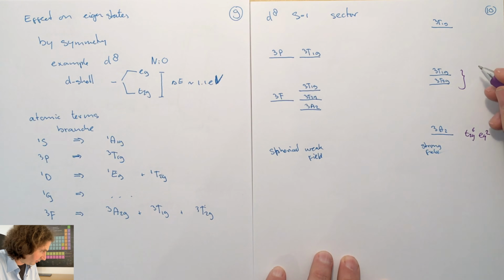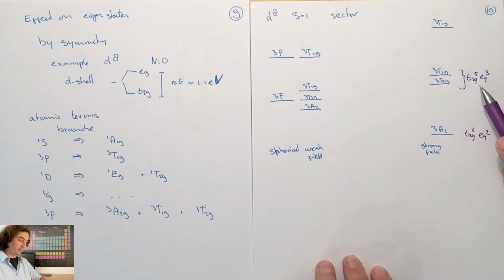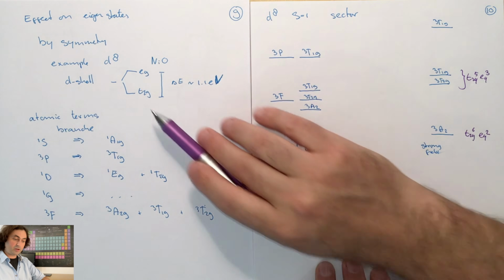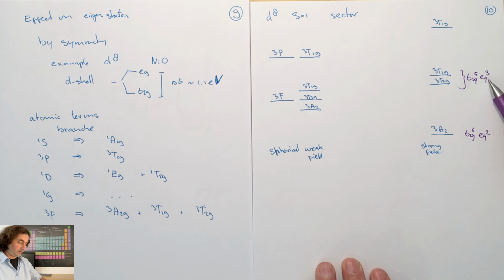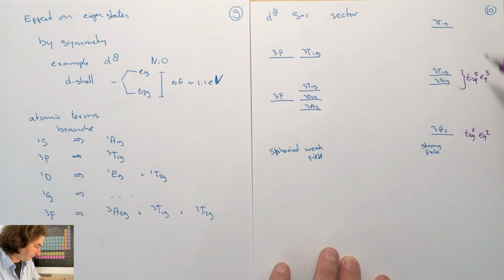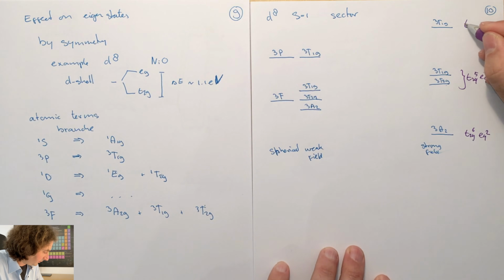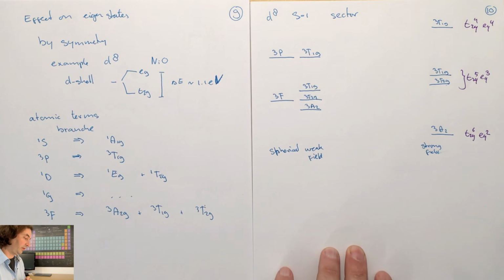And then here we have the t2g^5 eg^3 configuration. There are 3 ways you can make a hole in the t2g orbitals with spin up. There are 2 ways you can make a hole in the eg orbitals with spin up, such that we have 3 times 2 is 6, 2 T representations there. And then we have the t2g^4 eg^4 configuration.